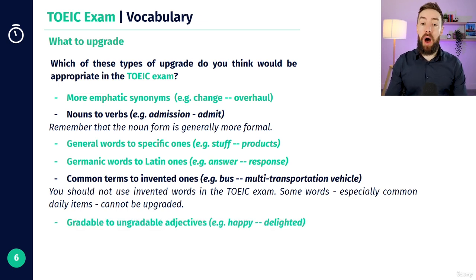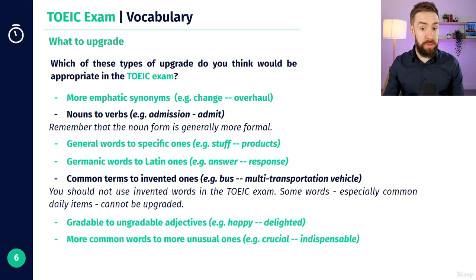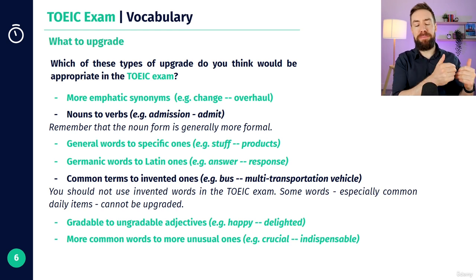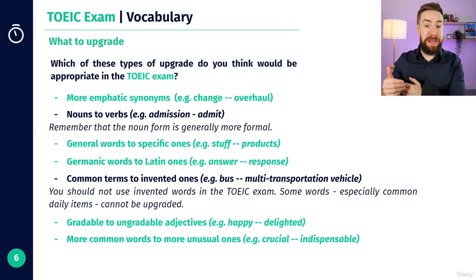And then gradable to ungradable adjectives. Yes, we are going to do this. So saying a simple word like happy and then making it delighted. That's a higher level, more advanced piece of vocabulary. And finally, the more common words to more unusual ones. Yes, to a point. So like the little girl, we have to choose the right situation. But changing things like important or crucial into indispensable can make our language seem more formal and be better for the TOEIC exam and also better for business English in general.